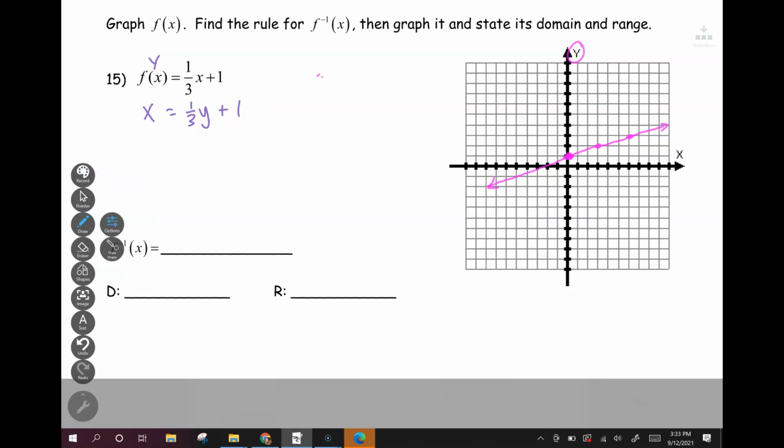I need to subtract the 1 over. To get rid of 1/3, that's kind of tricky maybe there. To get rid of 1/3, we're going to multiply by 3 on both sides. Multiply by 3. Okay, so let's distribute this 3 into the parentheses. That gives me 3x minus 3. So my inverse is 3x minus 3.